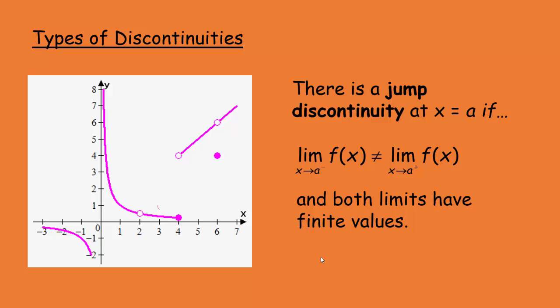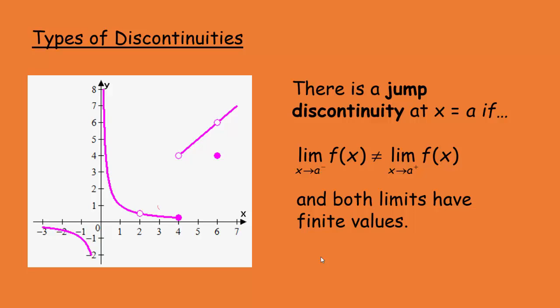But there's also this condition that both of those limits actually have a finite value, right? Because if I think back to the infinite discontinuity, one of them was going to infinity, the other was going to negative infinity. Well, that would fit this case, right? But we're saying that that's not allowed to happen in a jump discontinuity. You're not allowed to have a limit as infinity or negative infinity. They have to have a finite value. So here at x equals 4, that's exactly what happens.